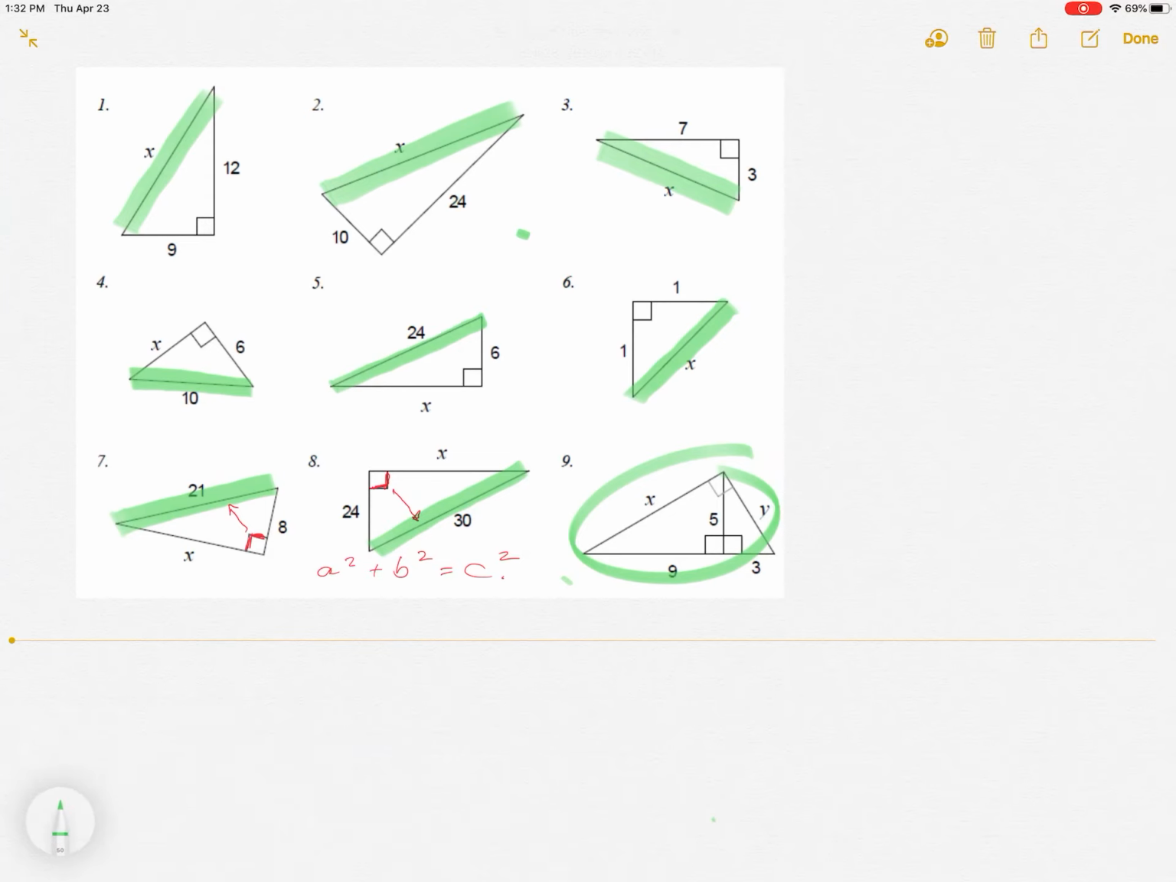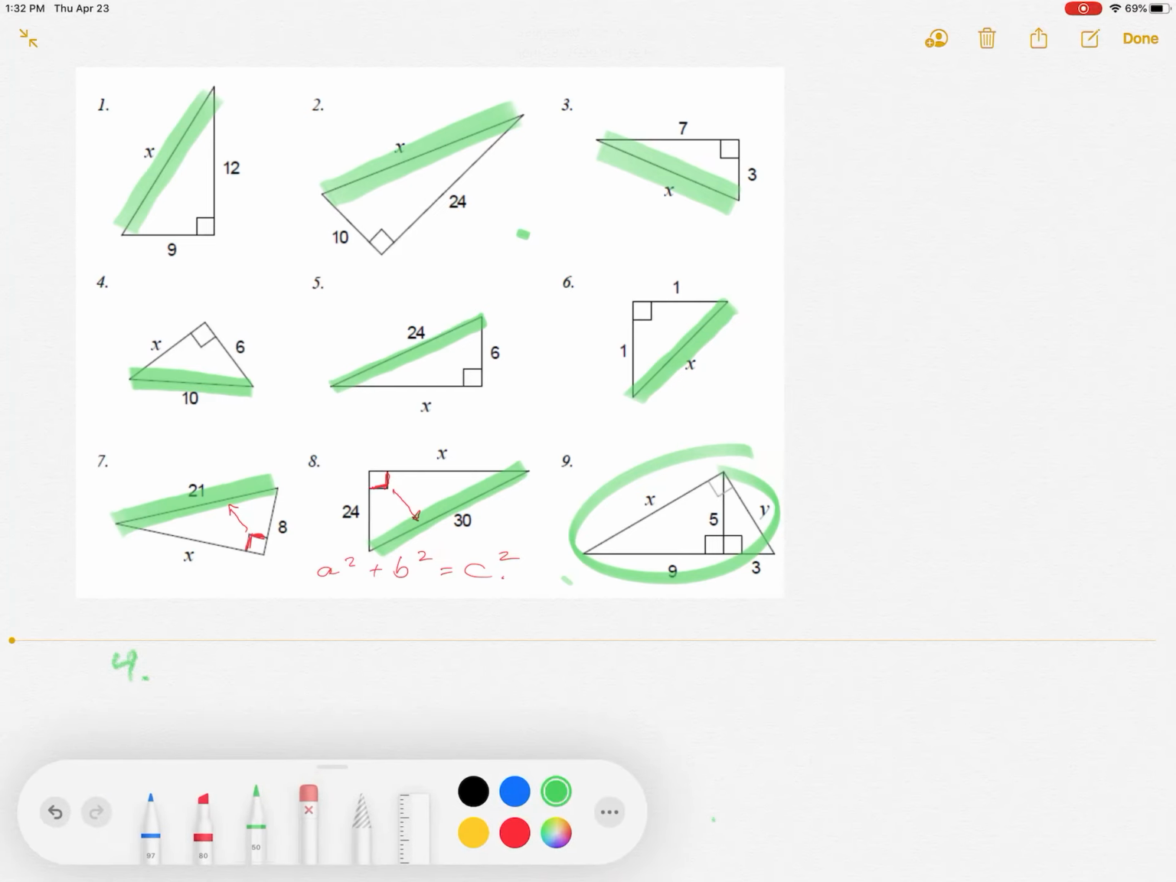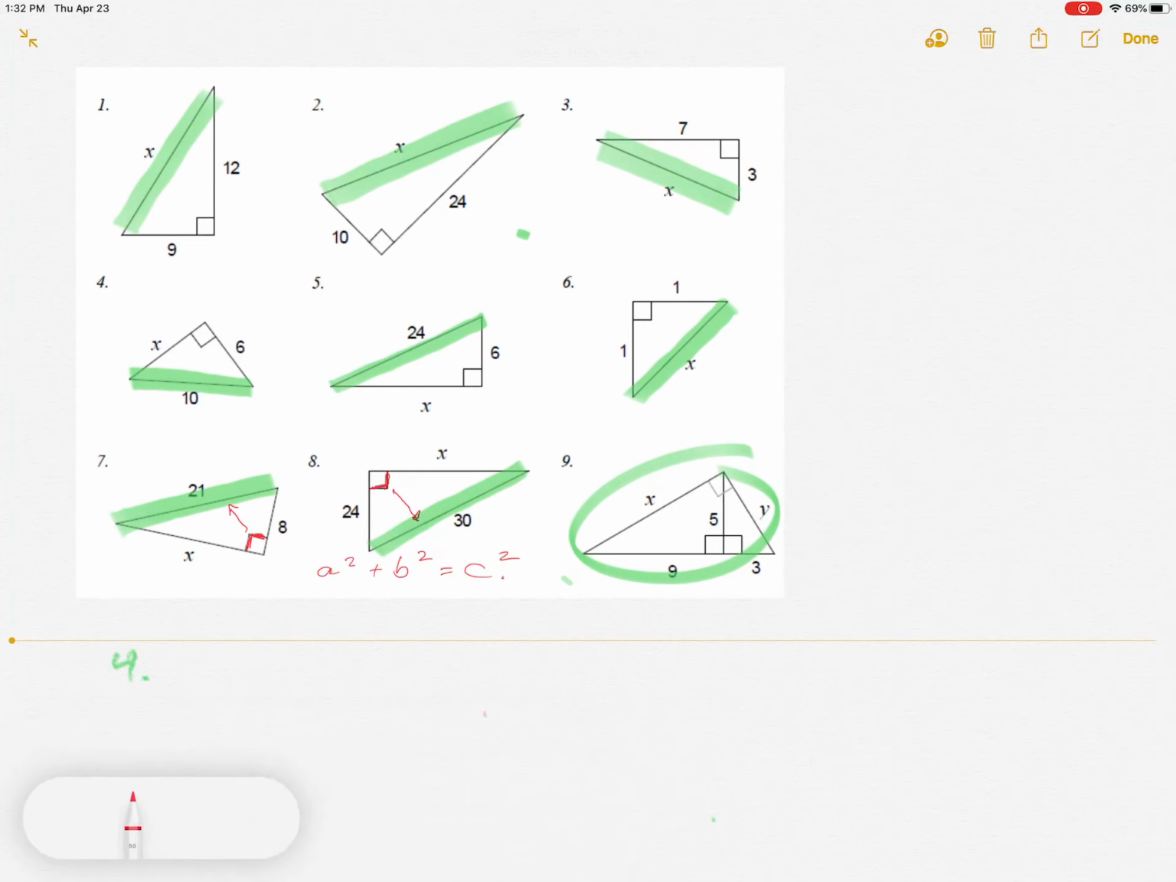All right, so we got number 4. Let me write my Pythagorean theorem. Sorry, I'm confusing myself. Do red. So we got a squared plus b squared equals c squared. All right, so which side belongs to A, which side belongs to B, which side belongs to C.